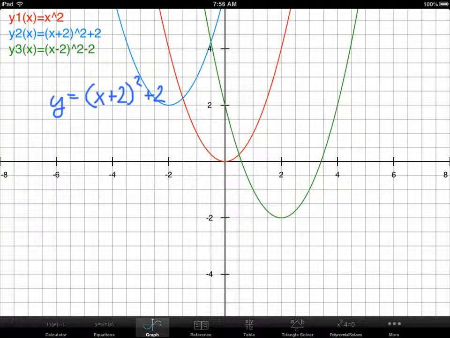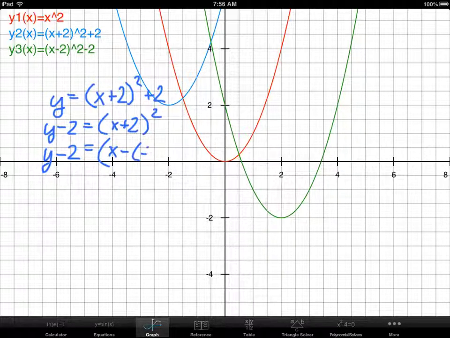Okay, and if I rearrange this, if I bring this 2 over to the other side, I'll have y minus 2 equals x plus 2 squared. So in this case, let me do one more thing. Let's expand it more just a little bit. So the left side stays the same, and on the right side we have x minus negative 2 squared. So in this case, my translation vector is negative 2 over positive 2.